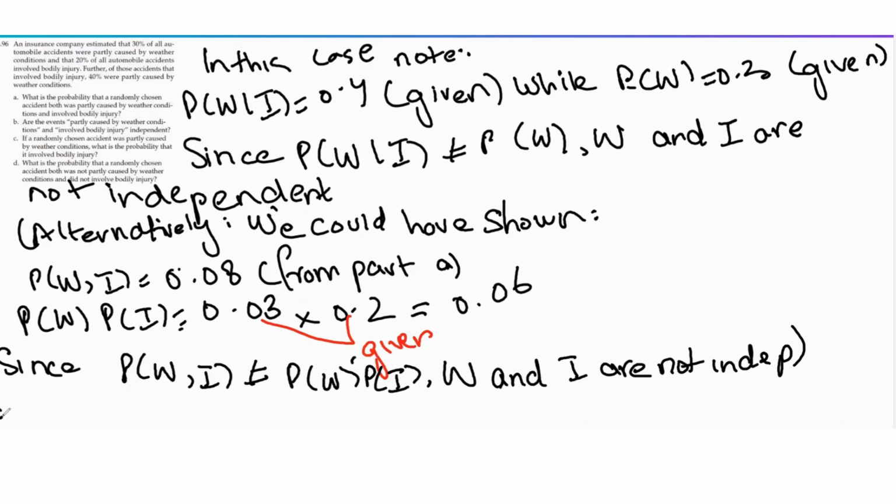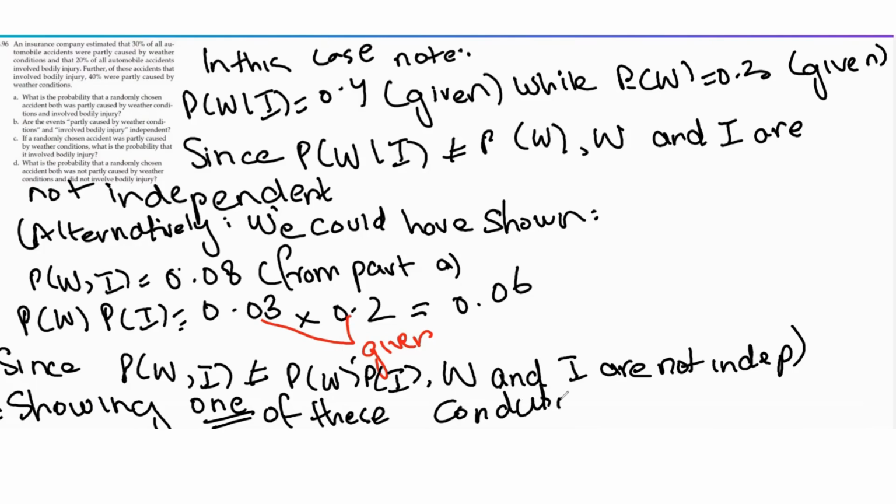The key thing over here is that showing one of these conditions is not true is enough. You don't have to show all three or two. You just need to show one condition is not true, and then you have proven they're not independent. So this is how you can test whether two events are independent or not. If you're able to prove one of these, they're independent. If you're able to disprove any one of these, they're dependent.